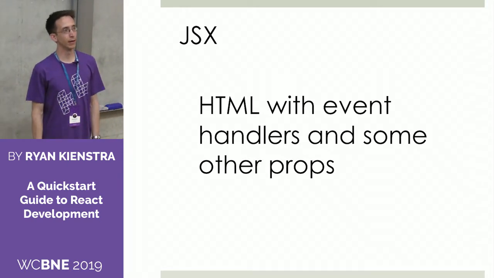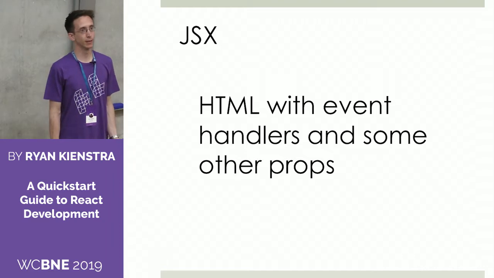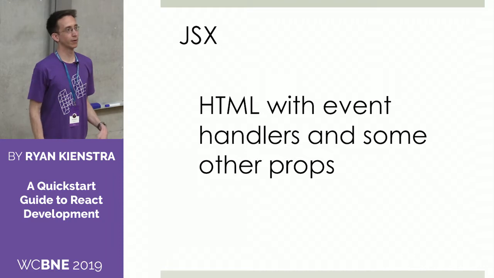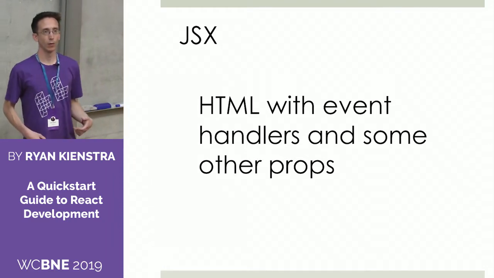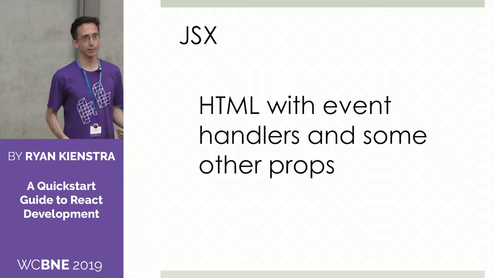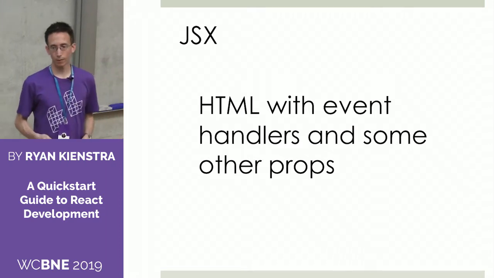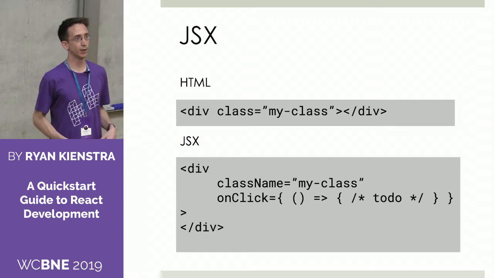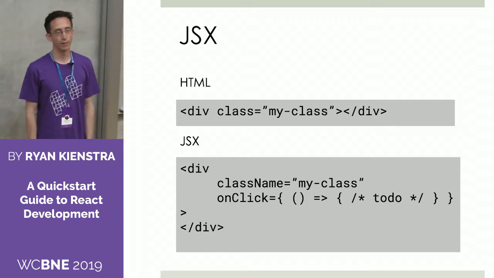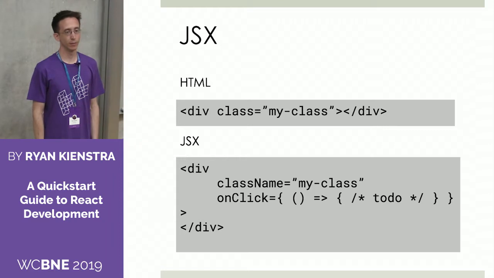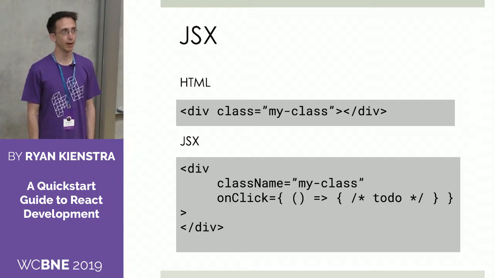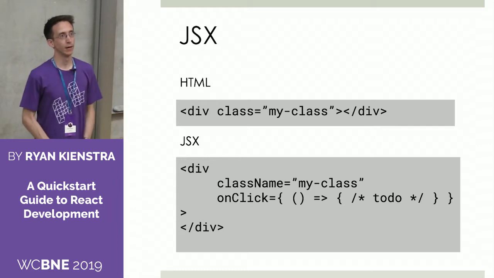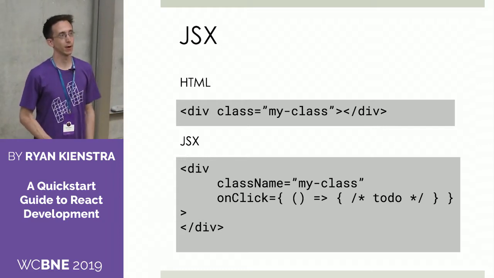JSX is the main construct in React, as you might be familiar with. It's very similar to HTML. You can think of it like HTML with some custom props and handlers. As you can see, it looks very similar. You have the HTML on the top, and it has properties in JSX, as you can see in the bottom, just like HTML does.